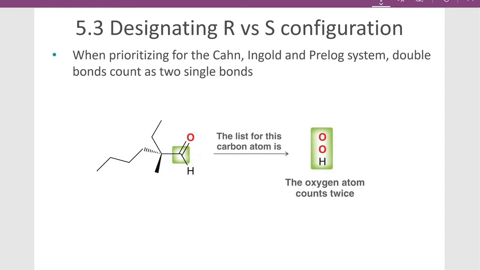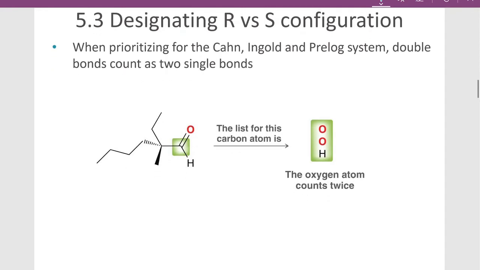When prioritizing for the Cahn-Ingold-Prelog system, double bonds count like single bonds, so this would be as though this carbon was attached to 2 oxygens. Now remember, that's not a chiral center. Our chiral center is here. So we have to determine what the priority is, what the designation is of this carbon. And how are we going to do that?